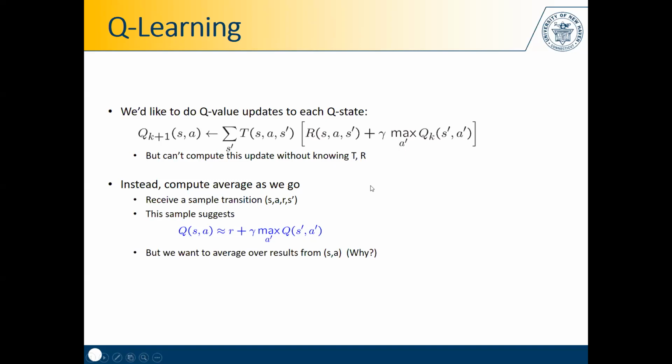Why do we want to get an average of the results from S and A? Can anybody answer this question?